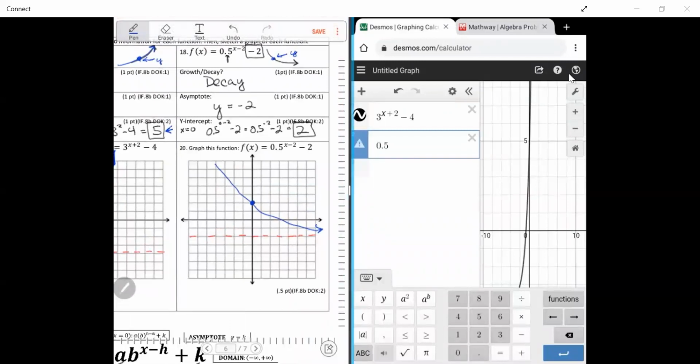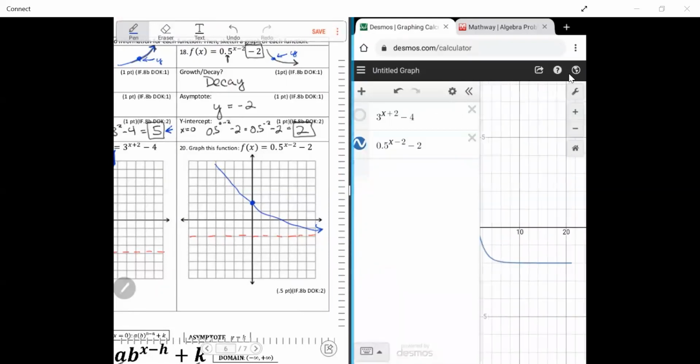Let's try our other one: 0.5 to the x minus 2, minus 2. And it's going to have an asymptote at -2. And okay, there's that graph.